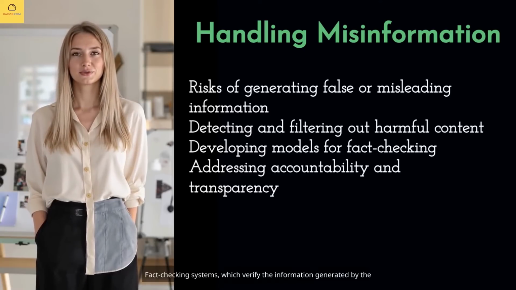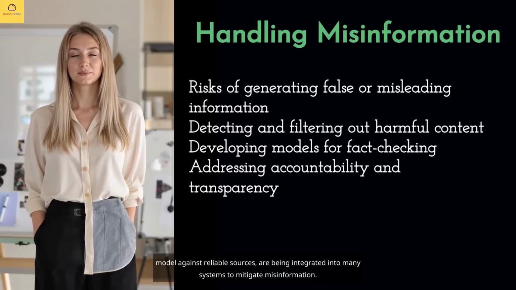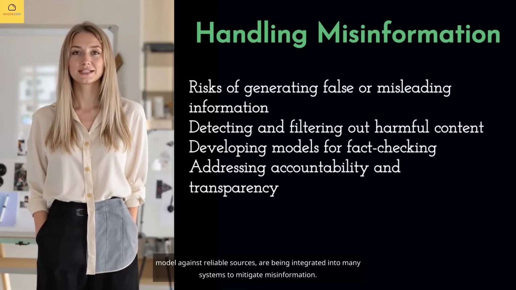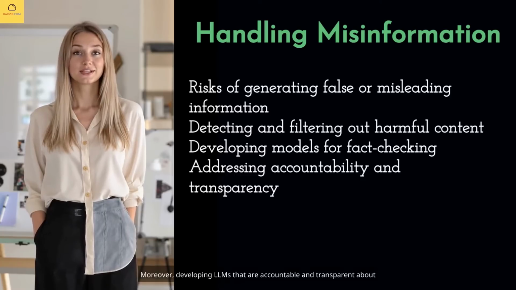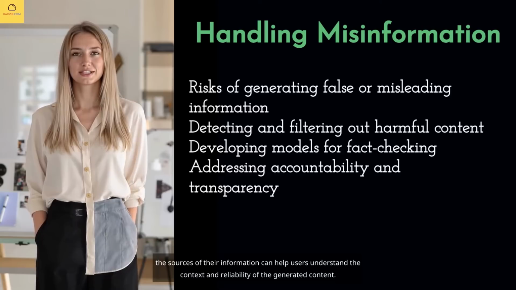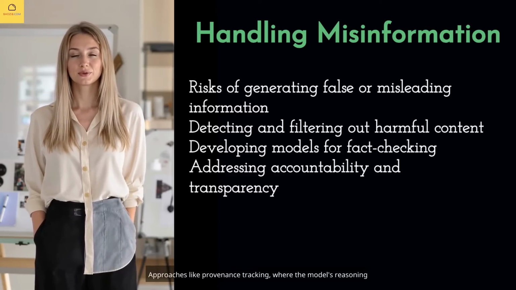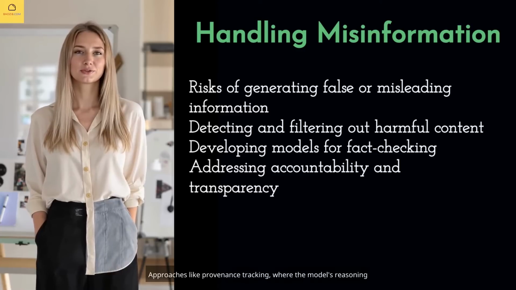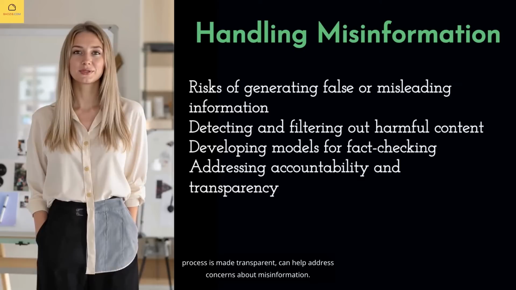Fact-checking systems, which verify the information generated by the model against reliable sources, are being integrated into many systems to mitigate misinformation. Moreover, developing LLMs that are accountable and transparent about the sources of their information can help users understand the context and reliability of the generated content. Approaches like provenance tracking, where the model's reasoning process is made transparent, can help address concerns about misinformation.